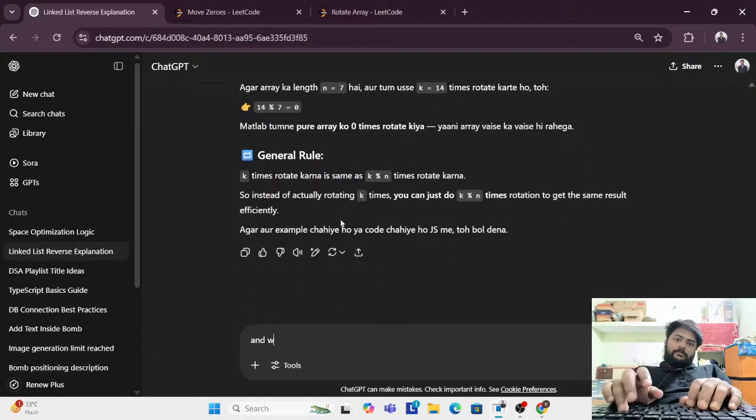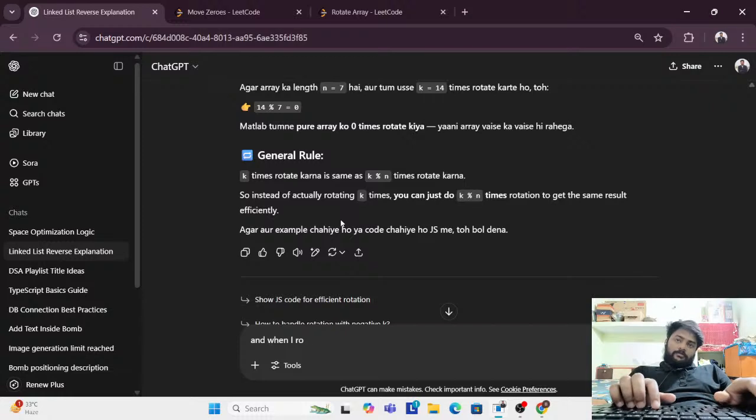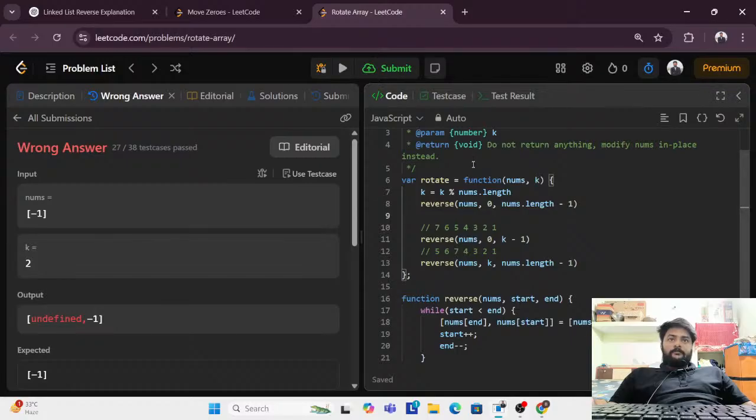And when I rotate, yeah, right. So it says rotating k times is same as rotating k modulo n times. So instead of actually rotating k times, you can do k modulo n, yeah, which we already did, right? This is what we exactly did, right?